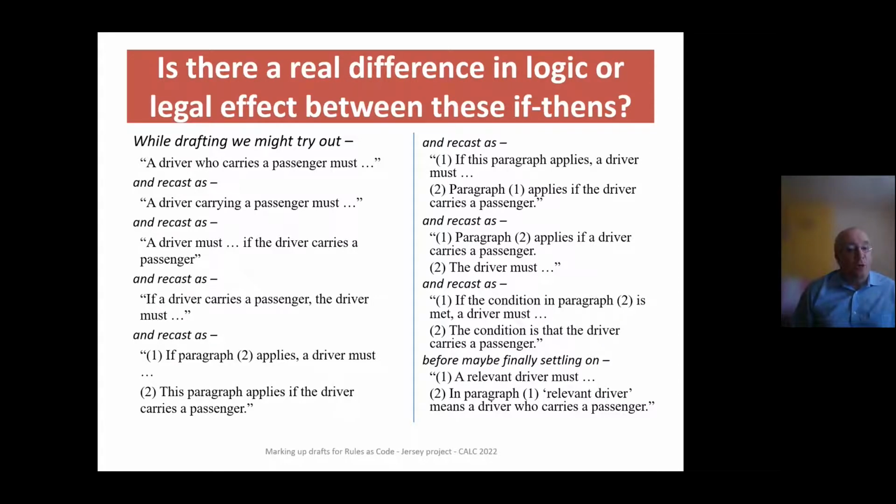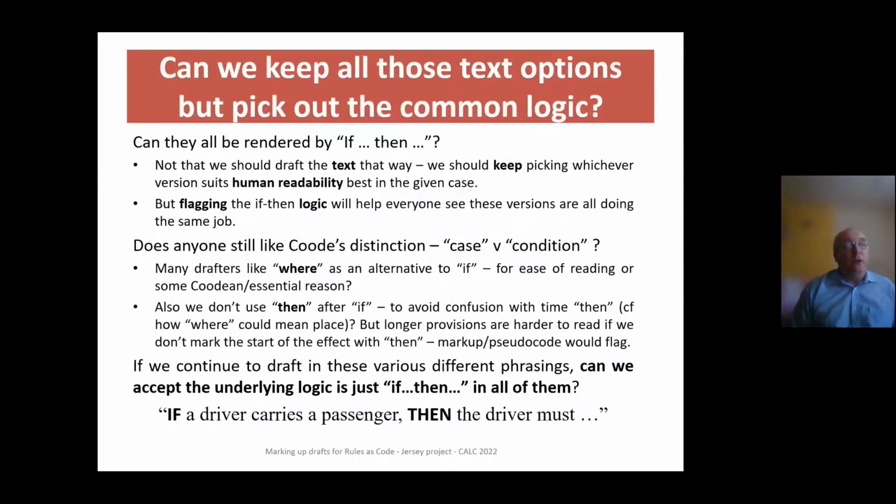But there are 101 ways in which you can say, if a driver carries a passenger, the driver must do something or other. Ensure the passenger is belted or drive slower or whatever it might be. So you can say a driver who carries a passenger, a driver carrying a passenger. You can have this paragraph applies, that paragraph applies. We don't want to stop people using those, but we are fairly convinced that they are all logically and legally equivalent to if then.